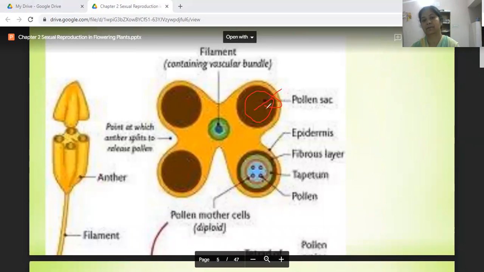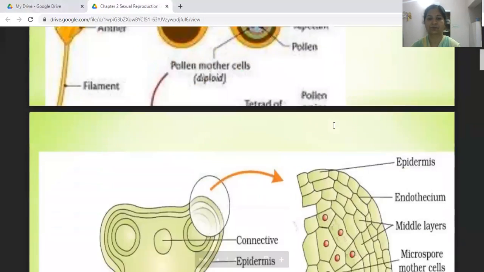On maturity, pollen grains form here, and now we can also call these pollen sacs. Remember the names of the anther wall layers. The outermost layer is the epidermis, the layer inside it is the fibrous layer, also called the endothecium. Then the middle layers, then the innermost light green layer shown is the tapetum, and inner to that there are a large number of pollen grains which are formed from pollen mother cells. So these are the names you should know.